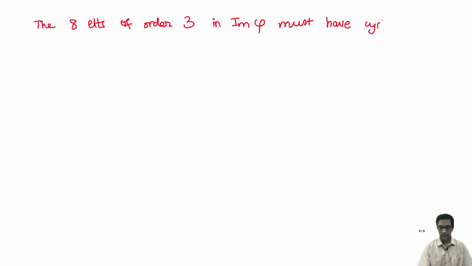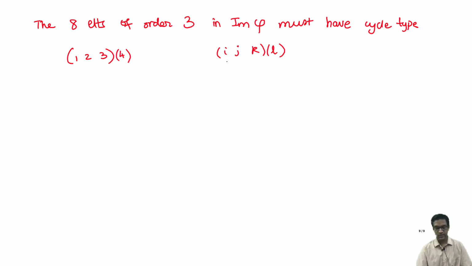So observe now that the 8 elements of order 3 in the image must have cycle type like this, 1, 2, 3, 4. Okay. So in other words, every one of these 8 elements looks like some 3 cycle (I J K) with fixed point L, where I, J, K, L are 1, 2, 3, 4 in some order. So every one of these 8 elements has this form.